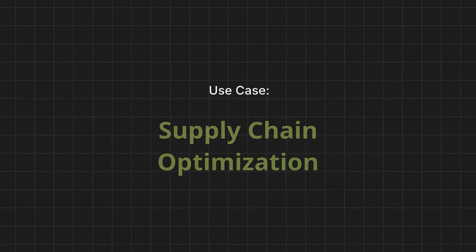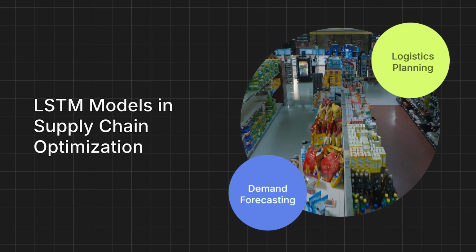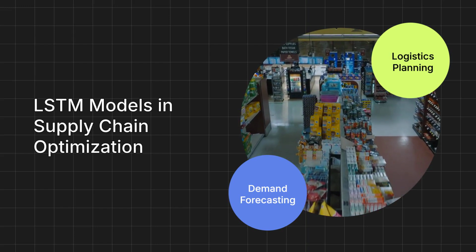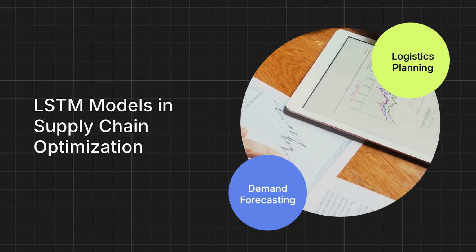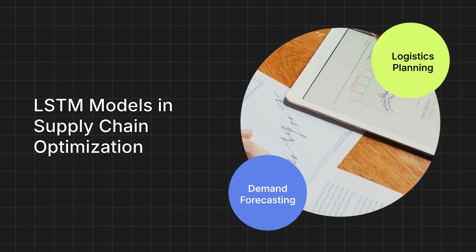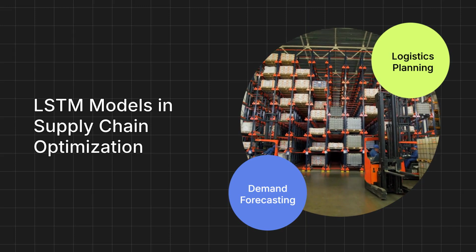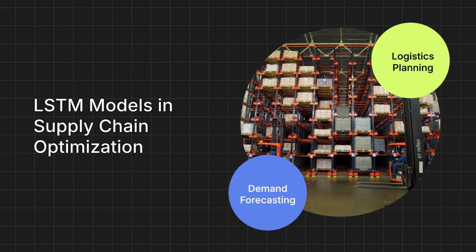Use case: supply chain optimization. Walmart employs LSTM models for various aspects of supply chain optimization, including demand forecasting, inventory replenishment, and logistics planning. The models analyze vast amounts of data, including sales history, weather patterns, and economic indicators, to improve the accuracy of forecasts and enhance supply chain efficiency.